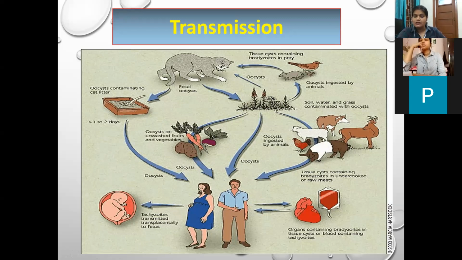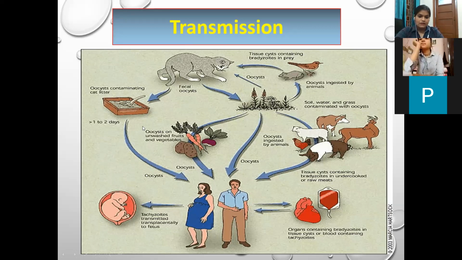The most important point is that if the woman is pregnant, then the tachyzoite, the infective stage, can penetrate the placenta and enter into the fetus, and it causes abortion or different types of complications after the birth. So it can transmit transplacentally. This is very important. That is why it is always written that the pregnant woman should take care during the handling of cat litter. Okay, so this is the transmission cycle.